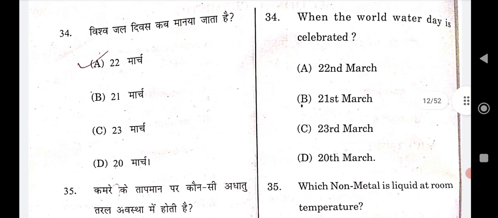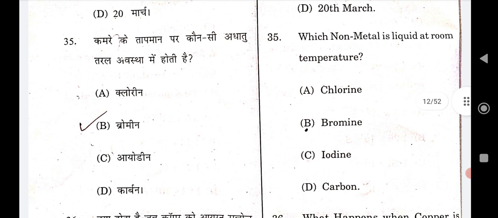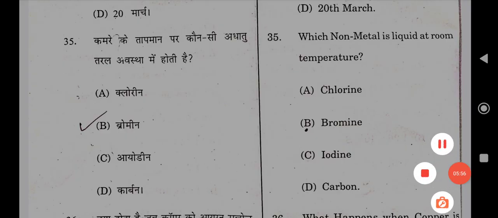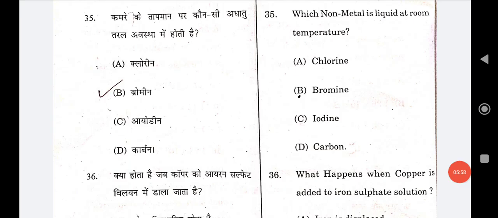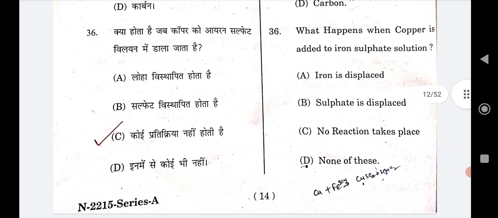Next question: when is World Water Day celebrated? It is celebrated on 22nd March. Option A is the correct one here. Next question: which non-metal is liquid at room temperature? Bromine is the correct option, that is option B. Next question: what happens when copper is added to iron sulfate solution? No reaction takes place. C is the correct one here.